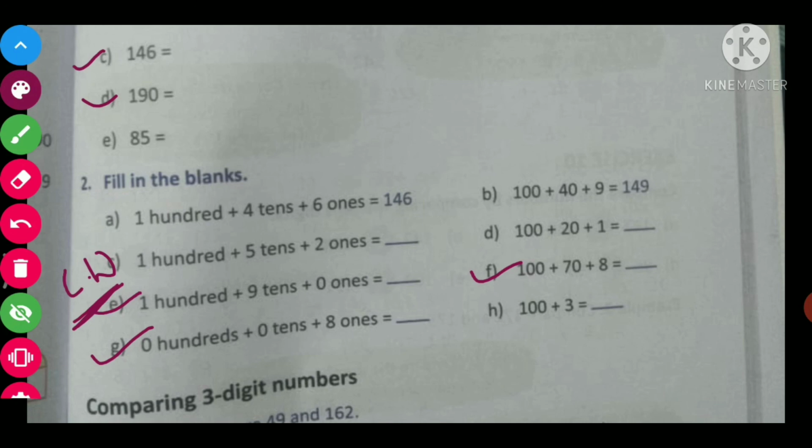In our next class, we will discuss comparing 3-digit numbers. Comparing quantities we already discussed. In this topic we will discuss how we can compare any 3-digit number. That's it. So till then, do this one in your classwork copy.